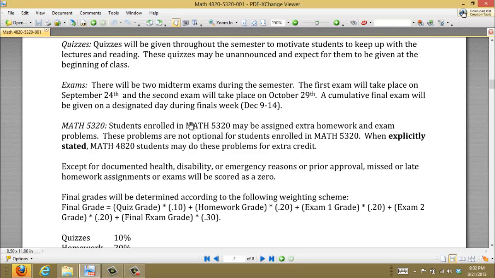These problems are not optional, so if I assign these extra problems for the graduate students, they have to do them. But when explicitly stated, the Math 4820 students might also be able to do these problems for extra credit.